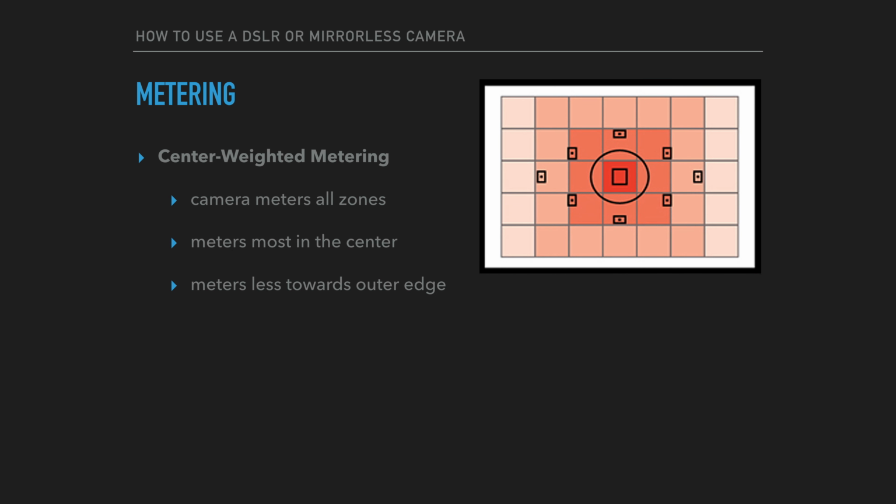Center weighted metering. In center weighted metering, the camera meters all of the zones, but meters most in the center and less so for the zones as they approach the outer edge. The metering weight is at the center.